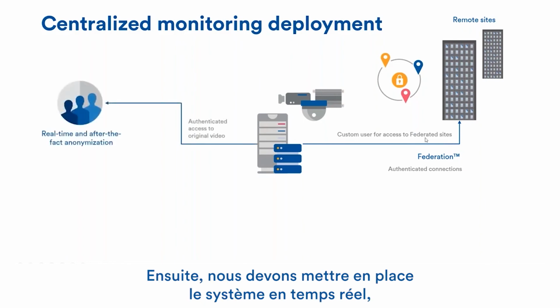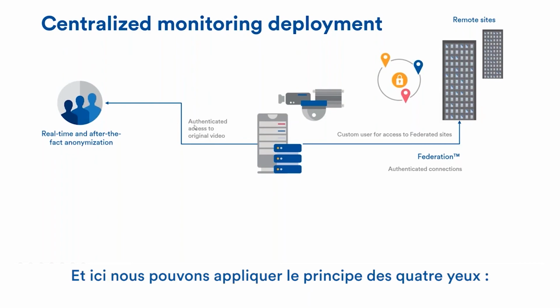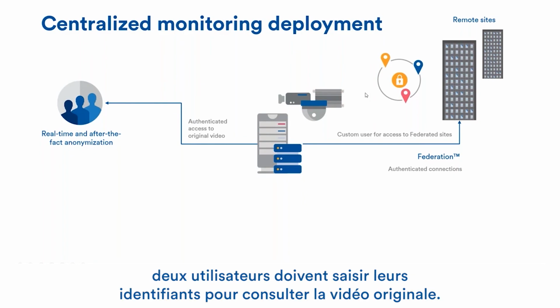Then we're implementing real-life, real-time and after-the-fact privacy protection. And we're protecting access to the original unblurred video. And here we can apply the 4-eyes principle, so 2 users need to enter their credentials to see the original video.